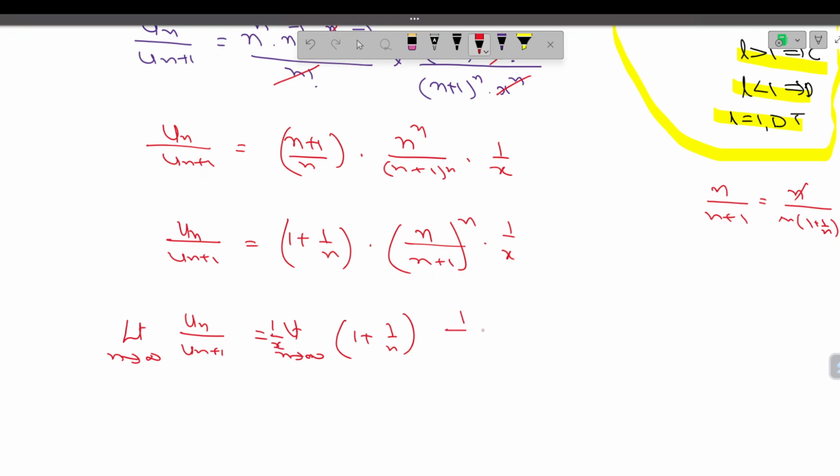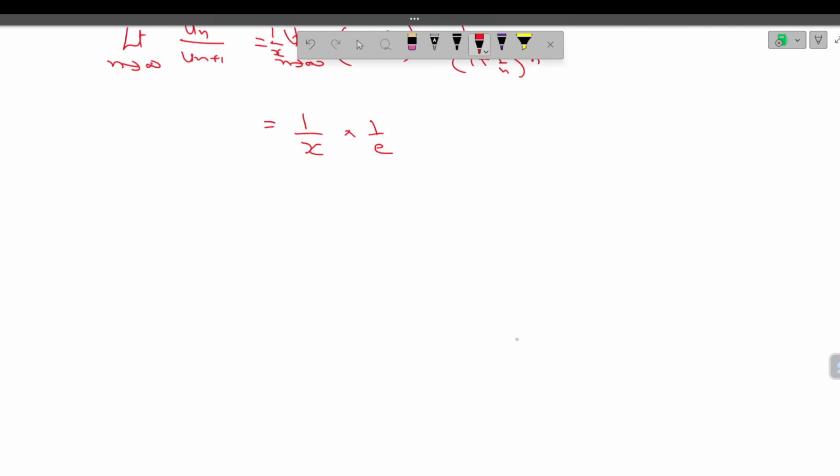So this will be reduced to 1 plus 1 by n whole to the power of n, 1 by x as it is. As n tends to infinity, 1 by n tends to 0, so it is 1 plus 0 is 1. Remember, limit n tends to infinity of 1 plus 1 by n whole to the power of n is e. It is in the denominator, so it is 1 by e. Therefore this is 1 by ex.